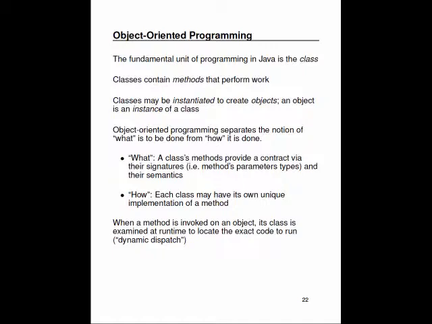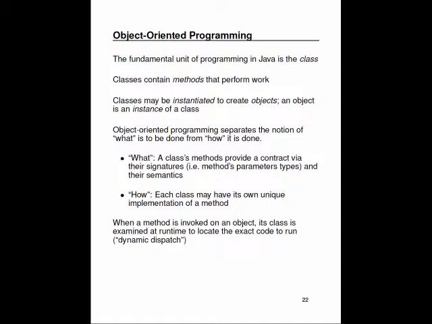And really what that provides, from an abstract view, is a contract between the code that calls the method and the method itself. So that's the what, the contract. The how is the implementation of that contract. And that implementation can vary from object to object, right? You can have the same method provide that same contract in a different way.